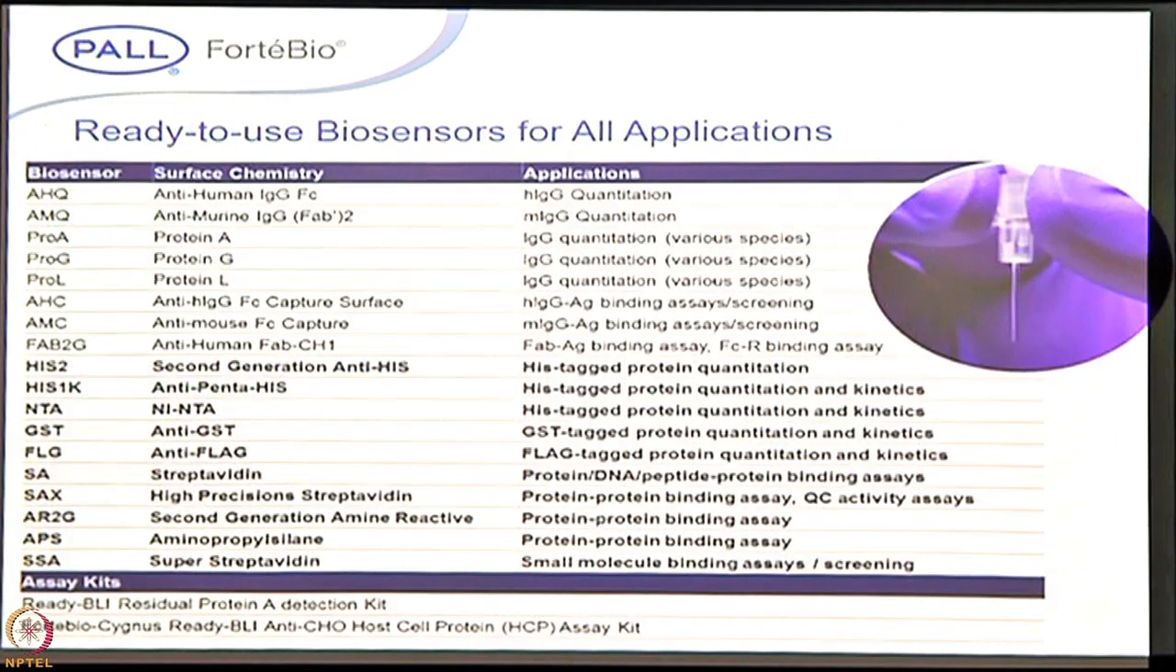So we have, on the shelf, different biosensor chemistries. Depending upon your protein of interest, if you have a tag you can choose accordingly, or if you don't have any tag, you can go with some kind of modification like biotinylation or amine coupling to immobilize. These are the pre-coated antibody platforms: we have protein A, protein G, protein L, and some Fc capture sensors. For the His-tag based proteins, we have nickel NTA and anti-His sensors. For GST-tag based proteins, we have anti-GST sensors.